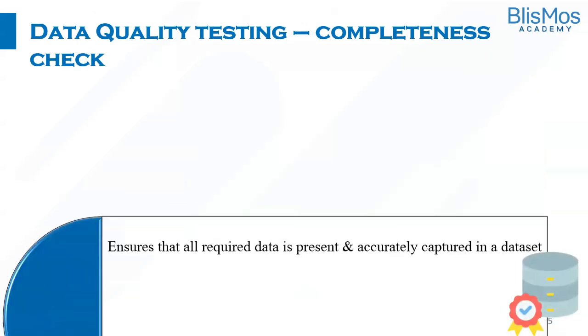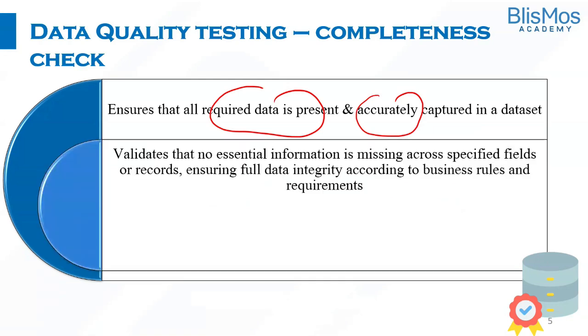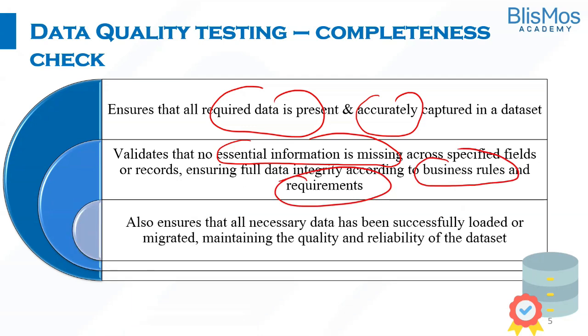As a part of the completeness check, we will ensure that all the required data is present and accurately captured in a data set. Data set can be a table or a file or HDFS, any of the systems. Data completeness check also validates none of the essential information is missing across the specified fields or records. It ensures the data integrity as per the specified business rules and requirements.